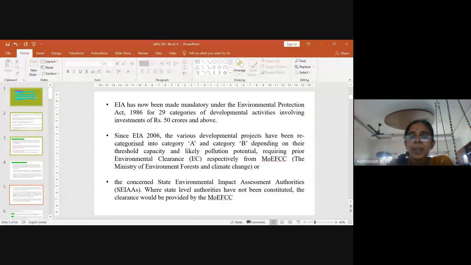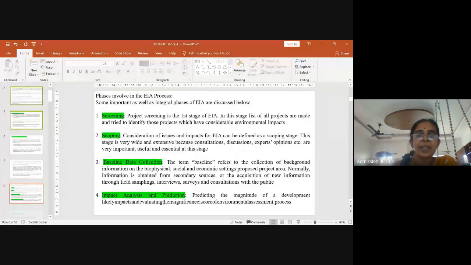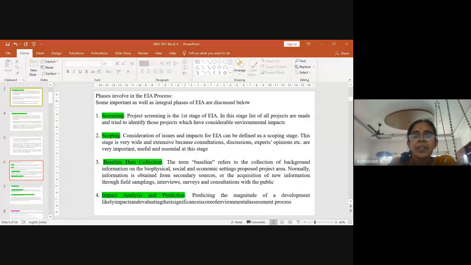Various developmental projects have been categorized into category A and category B depending upon their threshold capacity and pollution potential. It requires environmental clearance from the Ministry of Environment, Forests, and Climate Change. Apart from this, you have the state environmental impact assessment authorities, and the clearance would be provided by the Ministry of Environment, Forests, and Climate Change. There are several phases or steps in the environmental impact assessment process. What are the different phases?